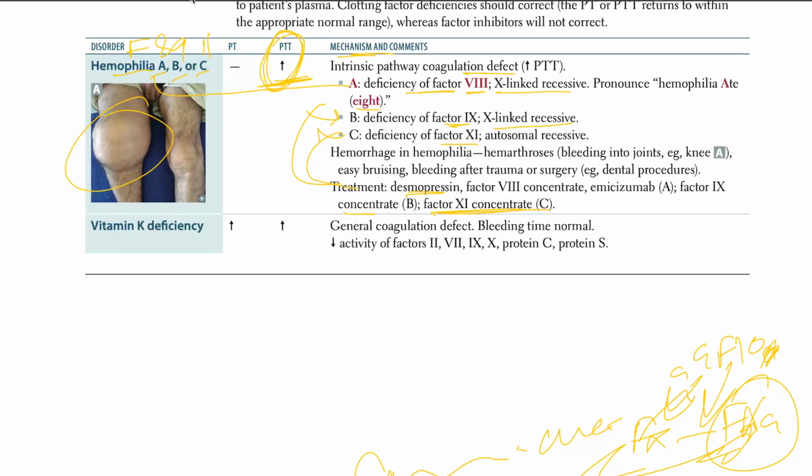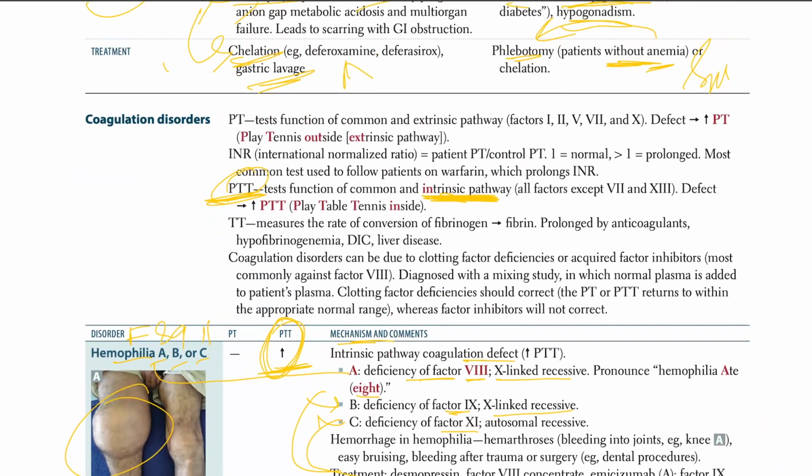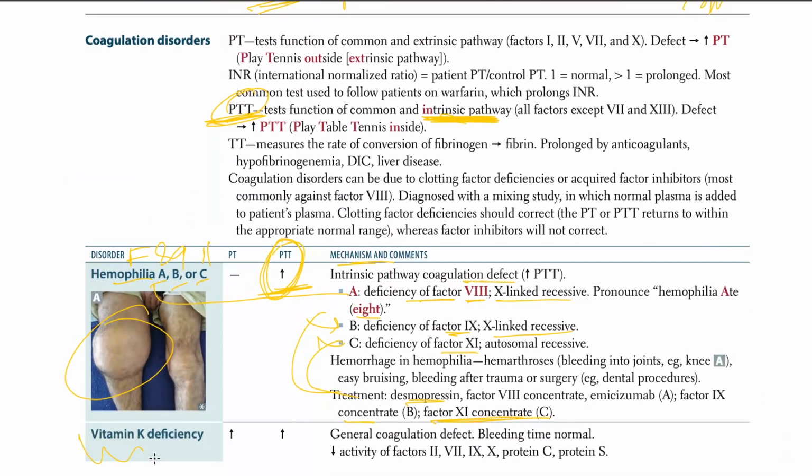Let's look at vitamin K deficiency now. In vitamin K deficiency, we have an increase in both PT and PTT. Why? Because we have a decrease in activity of factors 2 and 7. Factor 7 prolongs the PT. Factors 9 and 10 prolong PTT, and also protein C and S. In vitamin K deficiency, there's a general coagulation defect. Bleeding time is normal.